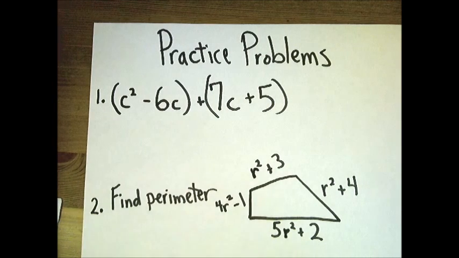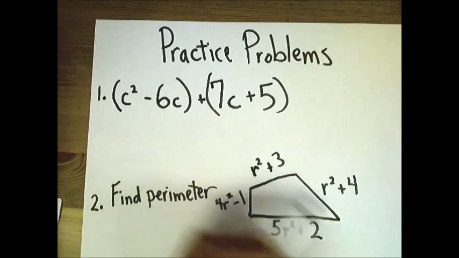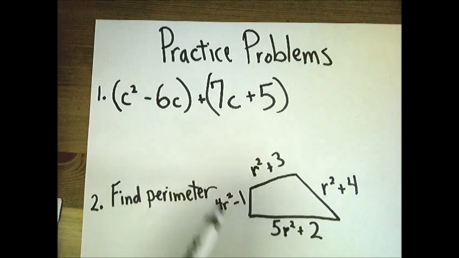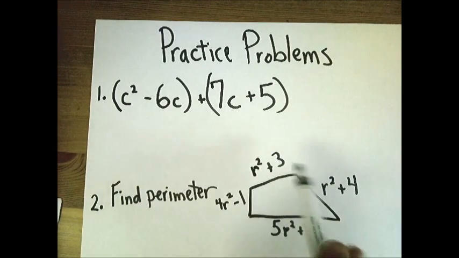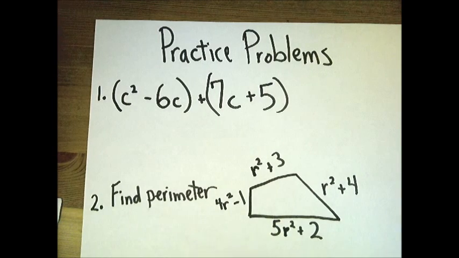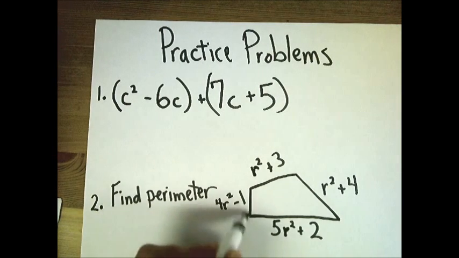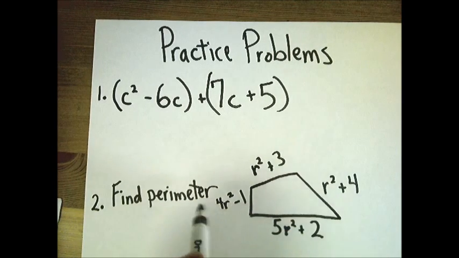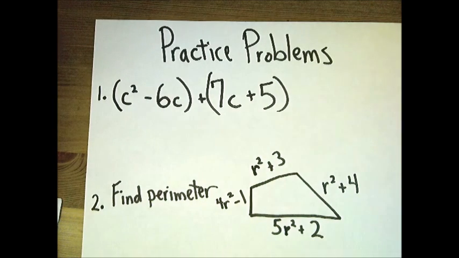The second one asks you to look at this concept in a different way. It says find the perimeter. And if you don't remember what the perimeter is, it's the distance around. Like a mall cop will say, I'm going to go check the perimeter, which means I'm going to walk around the building while I have a smoke on my regular working hours instead of having to use a break. So you're going to add all of these things up. So add r squared plus 3, r squared plus 4, 4r squared minus 1, 5r squared plus 2. Add them all up and find what the answer is.